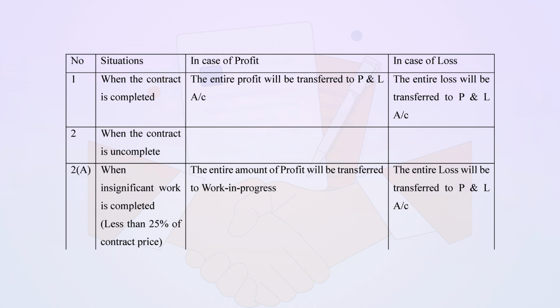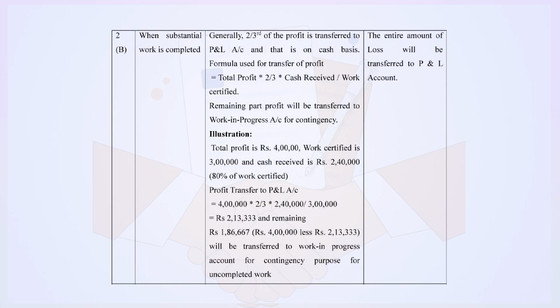Now, second, when the contract is incomplete, there are two situations. When insignificant work is completed, that is less than 25% of contract price, in this case, if it is a case of profit, then the entire amount of profit will be transferred to work in progress account, and if it is the case of loss, the entire loss will be transferred to profit and loss account.